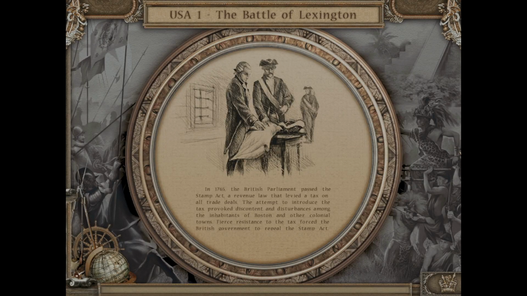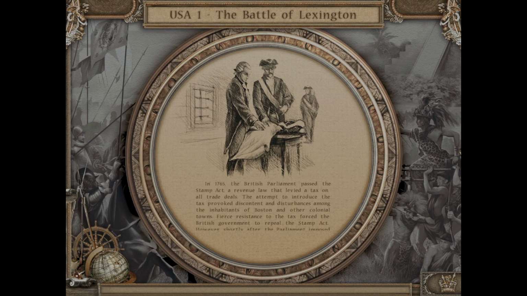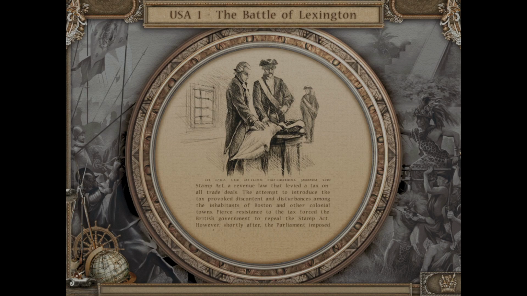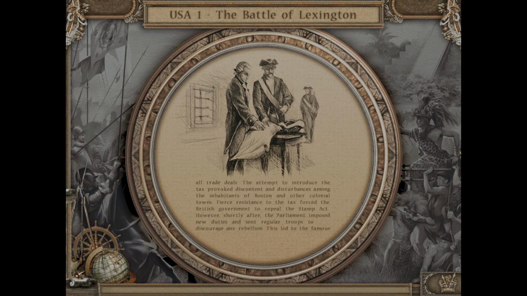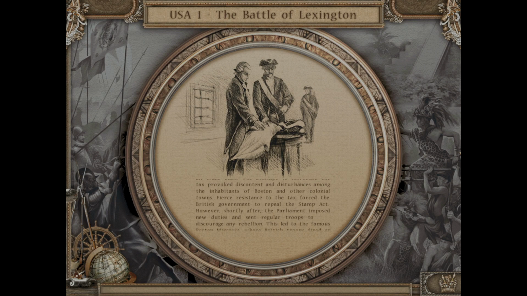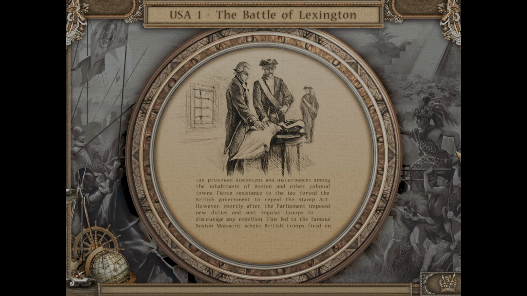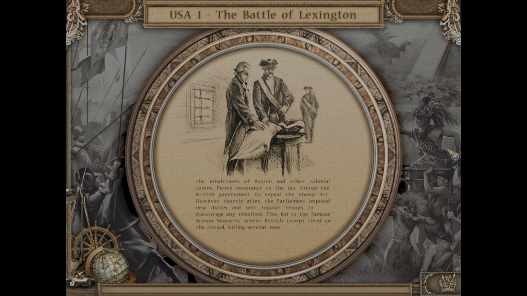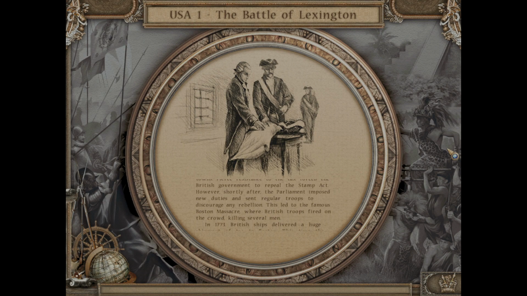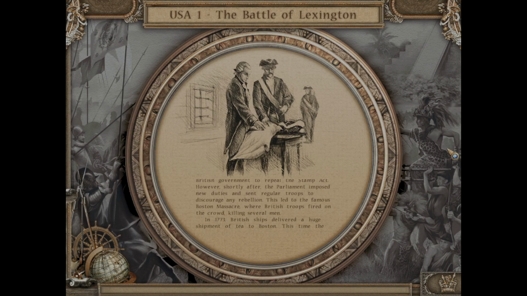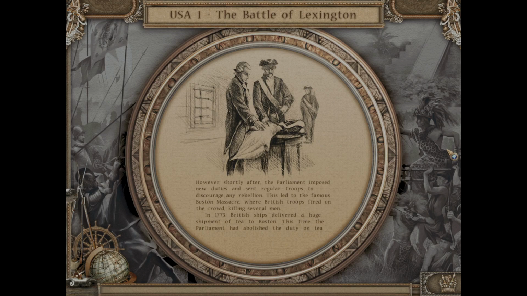In 1765, the British Parliament passed the Stamp Act, a revenue law that levied a tax on all trade deals. The attempt to introduce the tax provoked discontent and disturbances among the inhabitants of Boston and other colonial towns. Fierce resistance to the tax forced the British government to repeal the Stamp Act. However, shortly after, the Parliament imposed new duties and sent regular troops to discourage any rebellion.